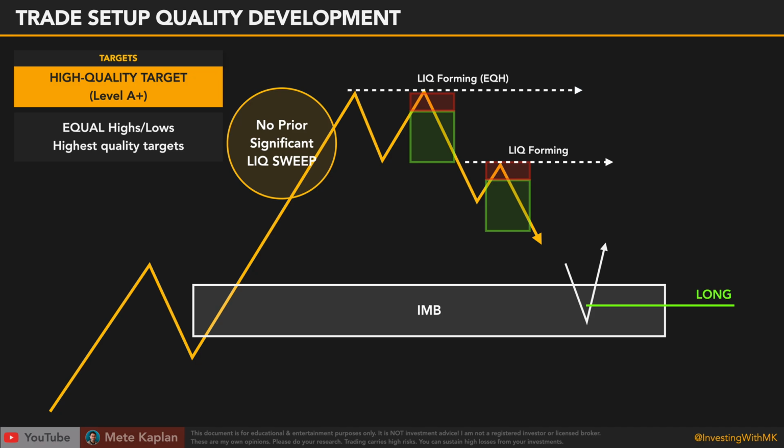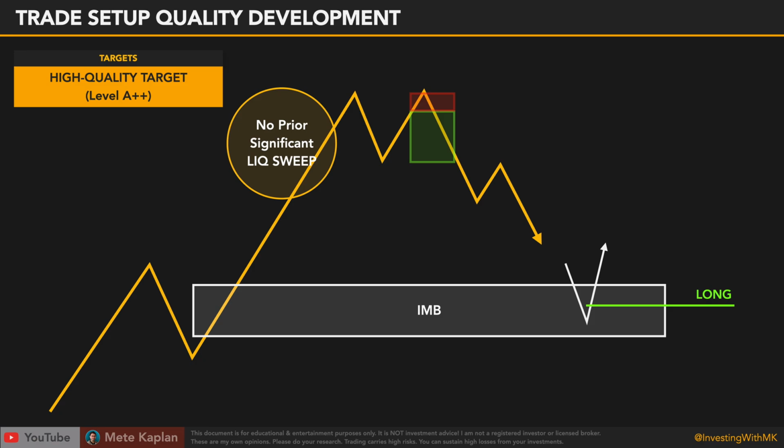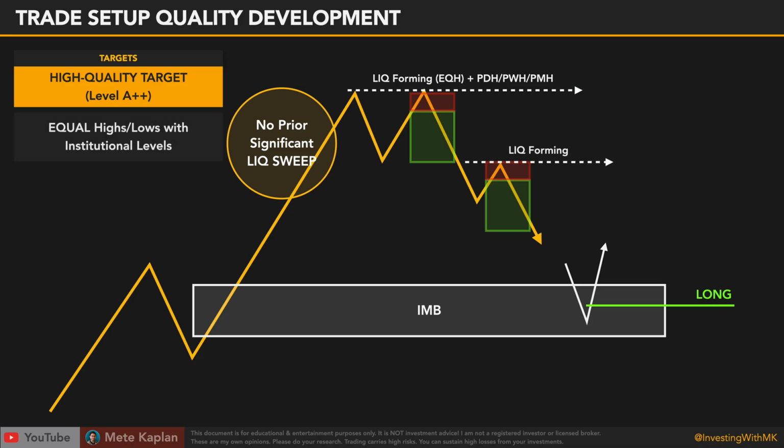I can easily say this is my most favorite target. These are very simple to identify on the charts. But the general problem is they do not appear all the time. You need to search through multiple time frames. Can you make equal targets even higher quality? Yes, you can easily. By checking institutional levels such as previous day high or low, previous week high or low, previous month high or low, and combine it with your target. You already have the A++ target.